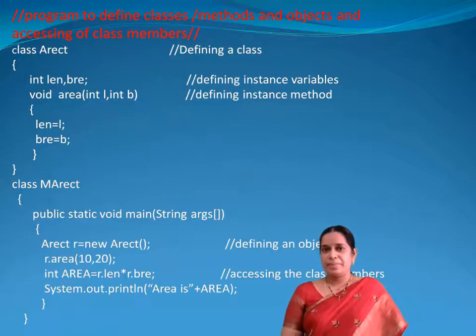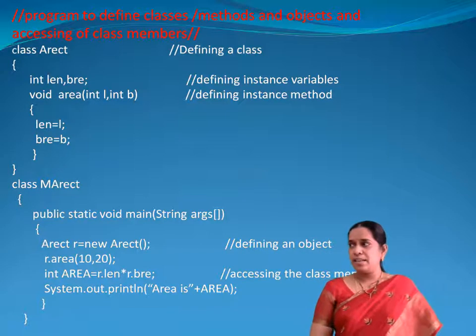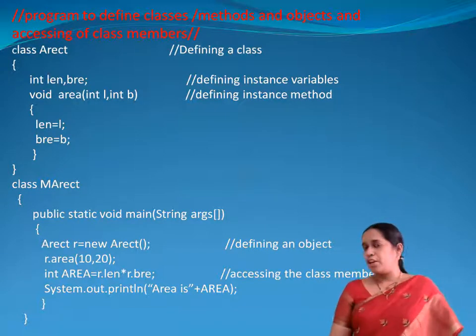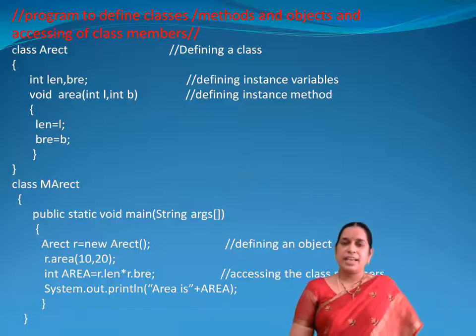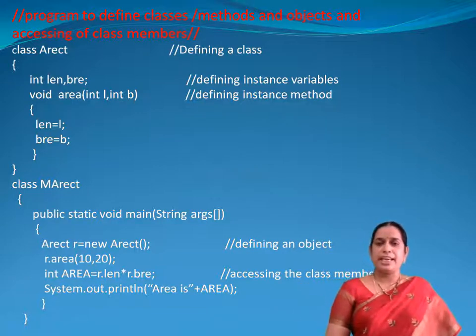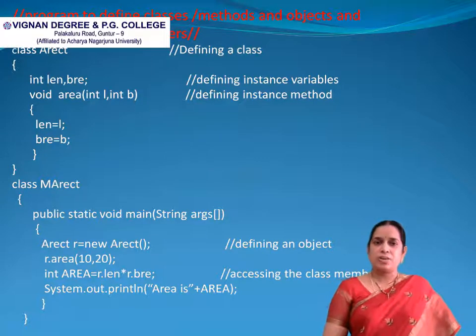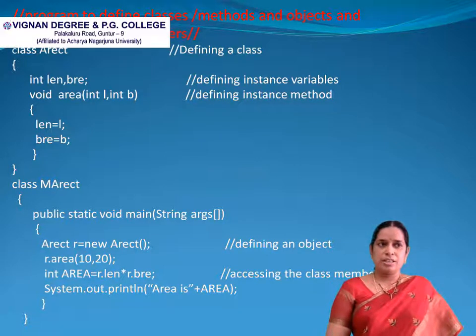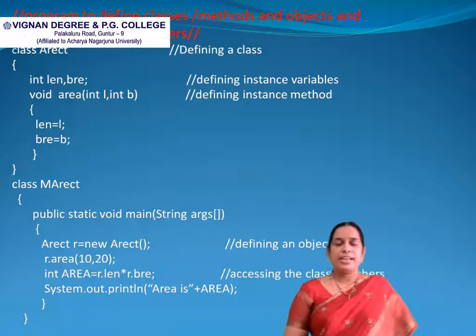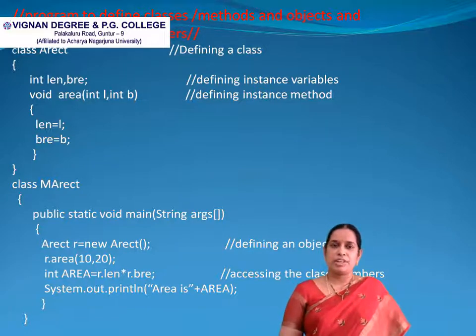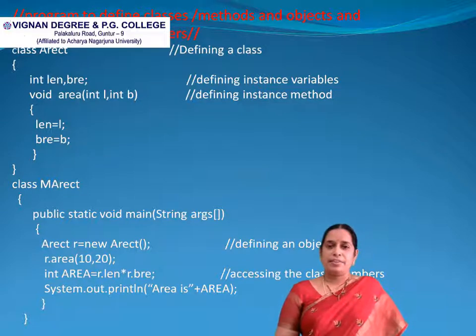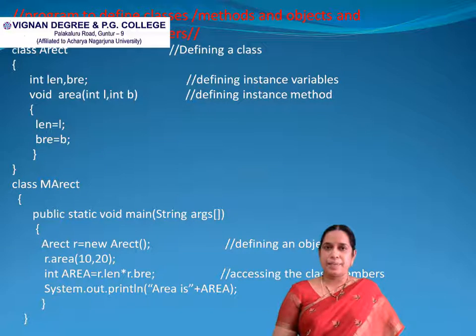We will see an example for defining the class. Here in this example program, there are two classes. The first class name is arect and the second class name is marect. Arect has two variables, namely len and bre, and it also has a method area which returns nothing, and it is taking two parameters L and B. And within the body, we have stored the value of L in len and the value of B in bre. And finally, the first class has been closed.